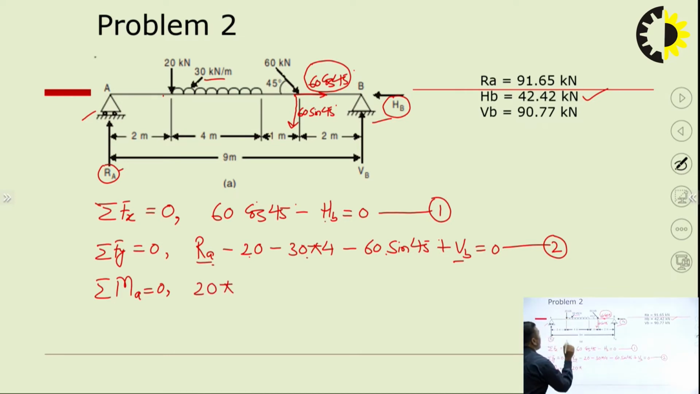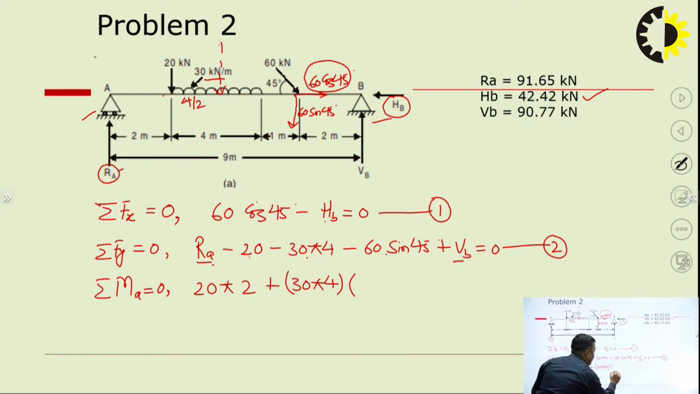20, the perpendicular distance of 20 from point A is 2. So 20 into 2, tendency of rotation clockwise. Now I am coming to 30 into 4. This is the UDL. What is the distance of UDL from point A? So I have to convert this into a single force, which is 30 into 4, and it is effective at the midpoint of the length over which it is spread. So it is at 4 by 2. So the distance from point A becomes 2 plus 4 by 2.